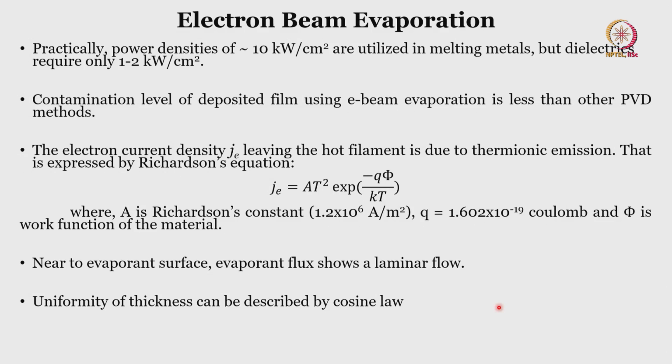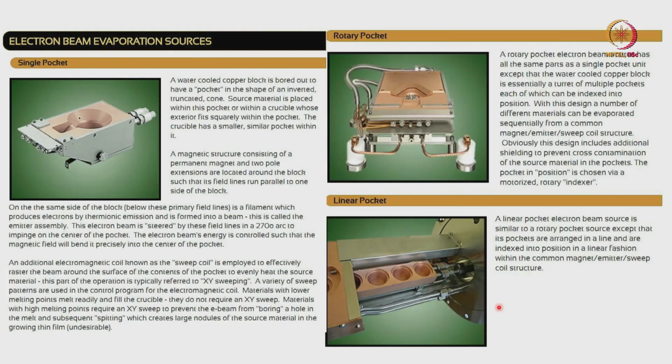Near the evaporant substrate surface, the evaporant flux shows a laminar flow, and uniformity of thickness can be described by the cosine law. So you will know where the substrate holder is. The substrate holder, if you have seen, is perpendicular to the source material, and the reason for having it at a certain degree is something you will understand better when you understand the cosine law.